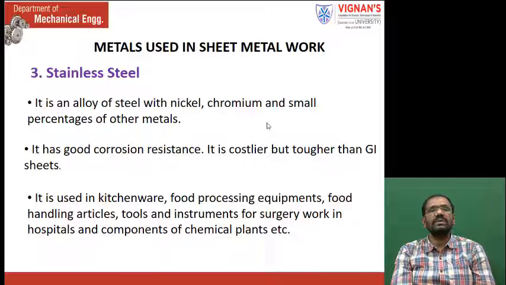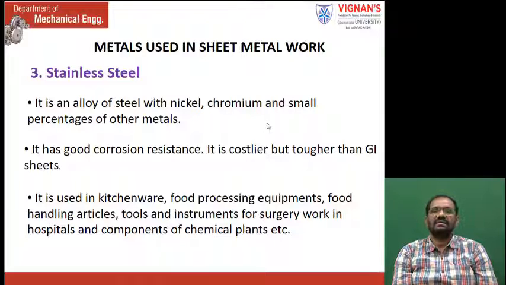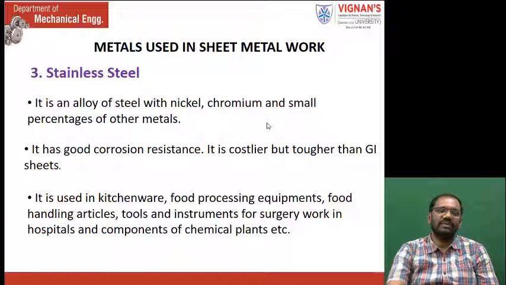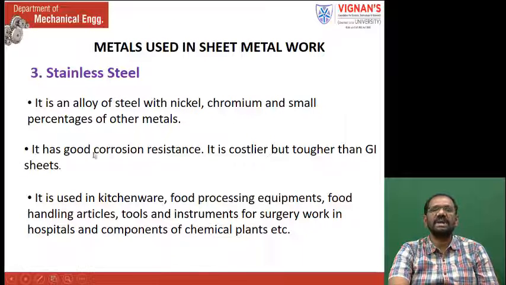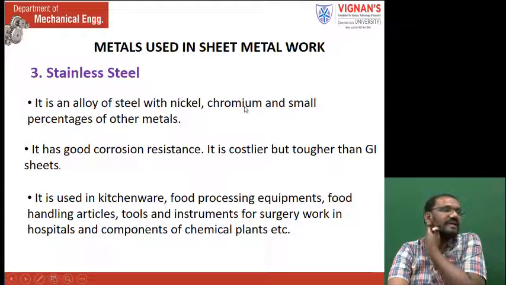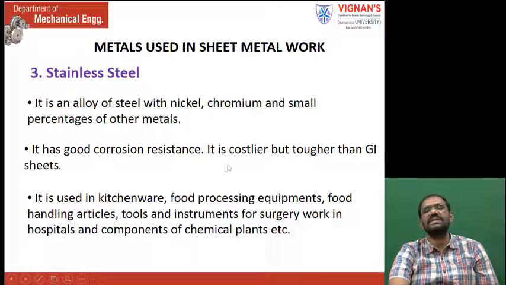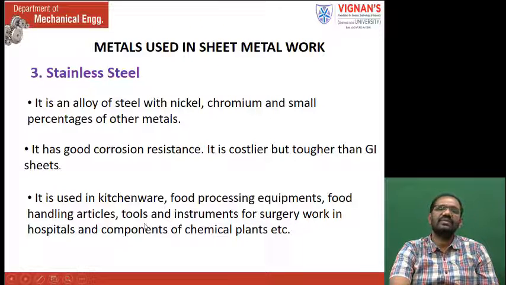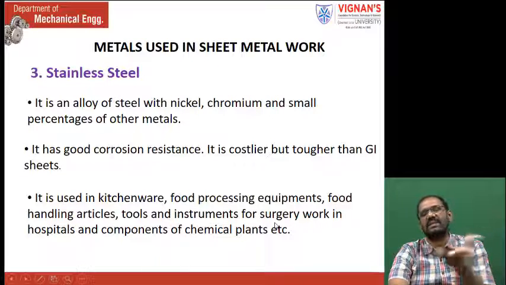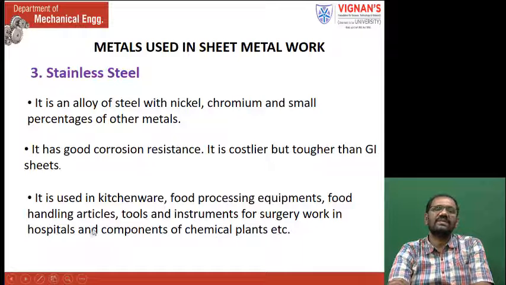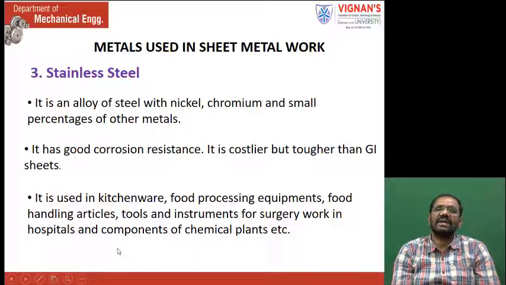It appears good. It gives shine, and appearance is also good. When it is exposed to atmosphere, it cannot be affected by anything because of the addition of nickel. When chromium is added, its hardness will be increased. It has good corrosion resistance. It is costlier than GI sheets. Okay, it is used in making kitchenware, food processing equipment, food handling articles, tools and instruments for surgery operations, surgery work in hospitals, and components of chemical plants.